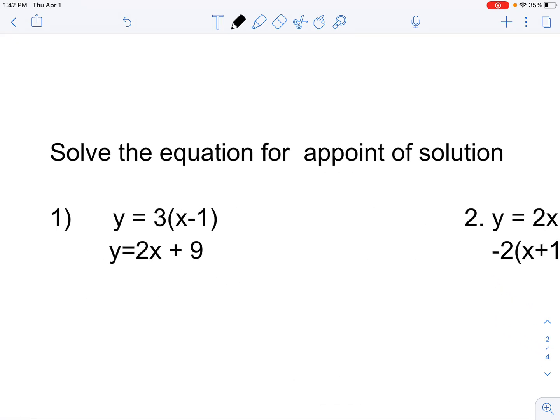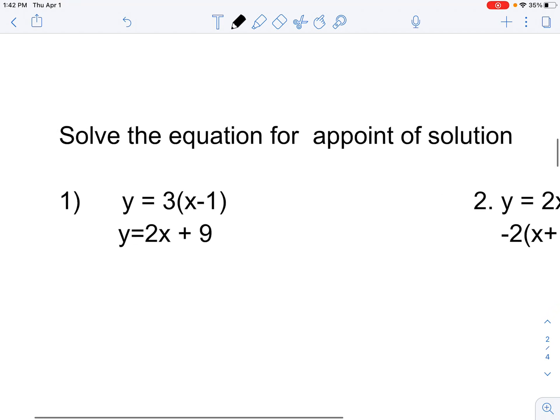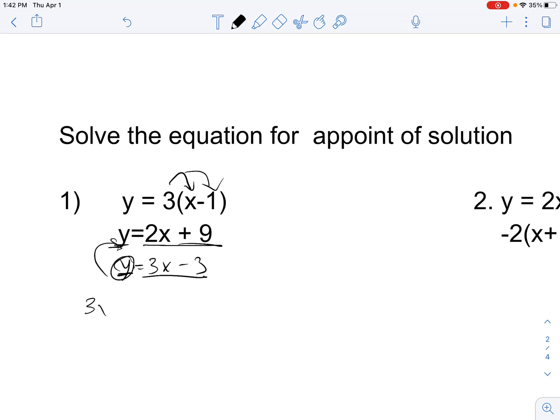This one says solve the equation for a point of solution. So what we have to do here is we have to distribute the 3 so we get the full equation, y equals 3x minus 3. And we want to get an equation relating y and x together. So what do we have to do? Well, since we know that y is equal to 3x minus 3, and we know y is also equal to 2x plus 9, we can substitute this value into here, making 3x minus 3 equals 2x plus 9, since their y's are the same.